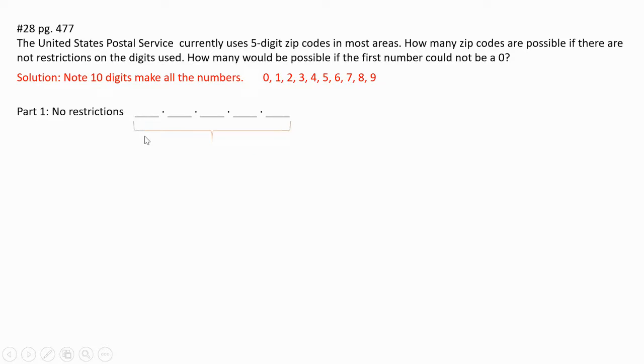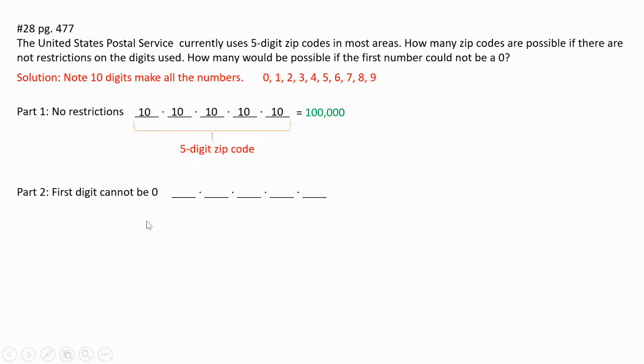It's going to be 10, 10, 10, 10, and 10, right? Because there are no restrictions, you multiply them out. So the answer is 100,000. Now for the second part, how many would be possible if the first number could not be a 0?